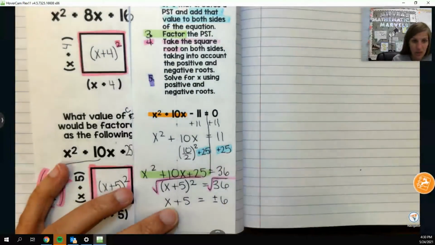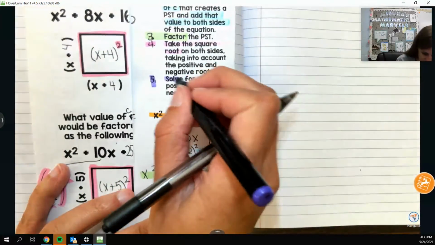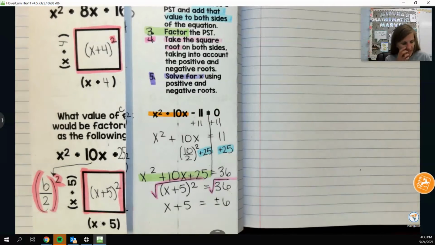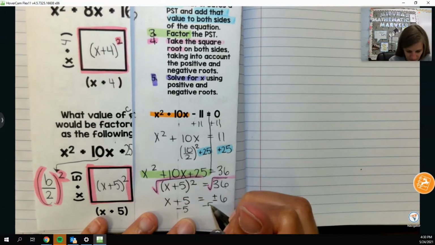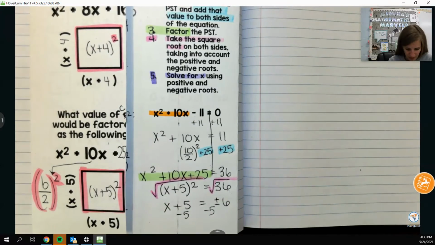Now I can totally get x alone. So solve for x by getting x alone by subtracting 5. And so, let's color code that too.